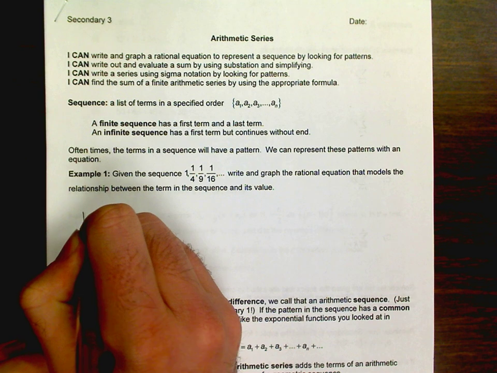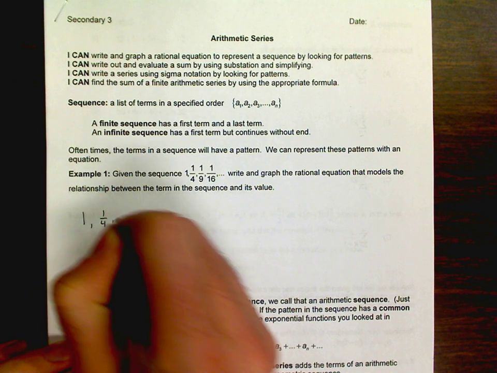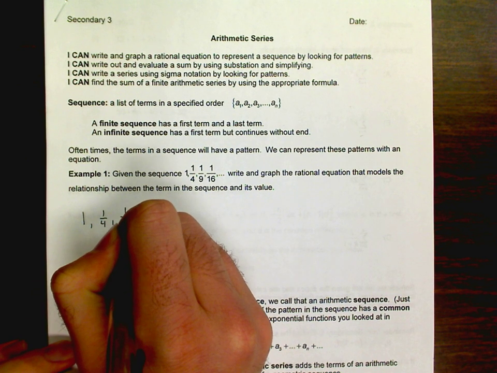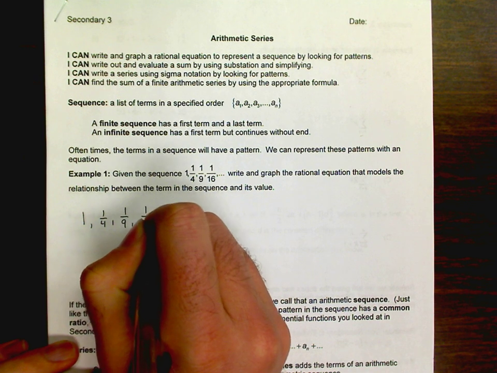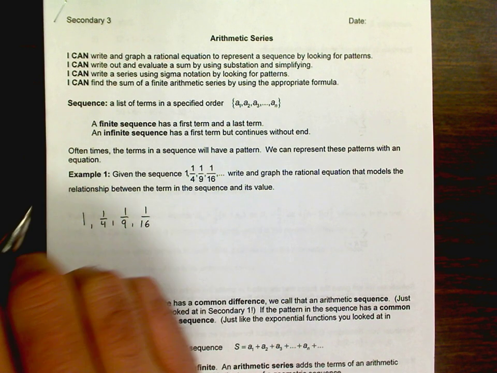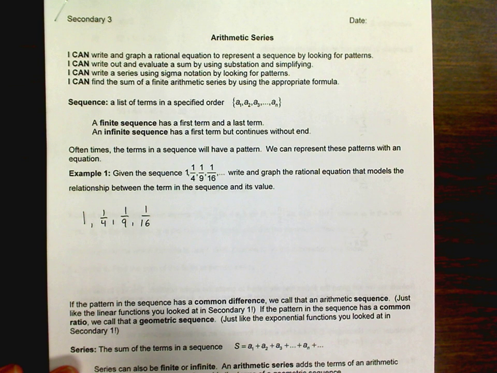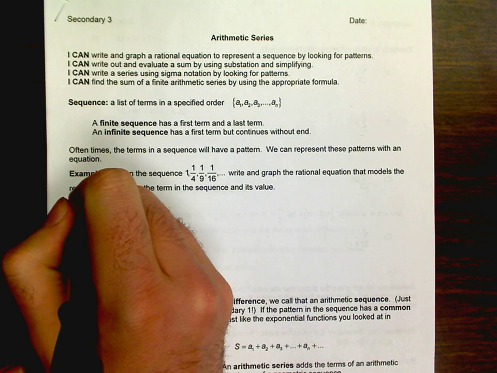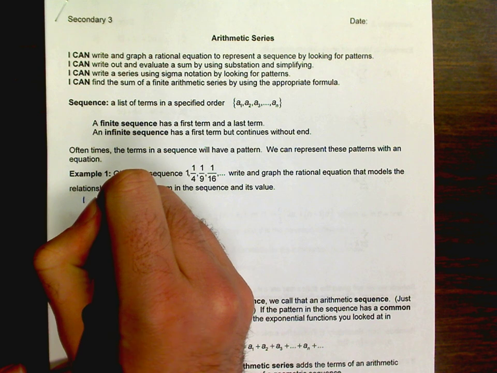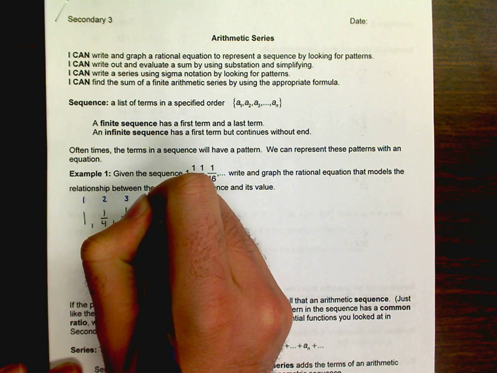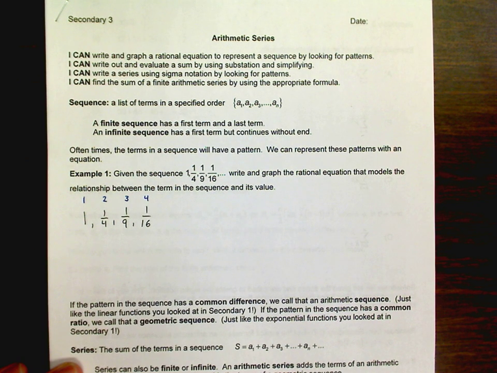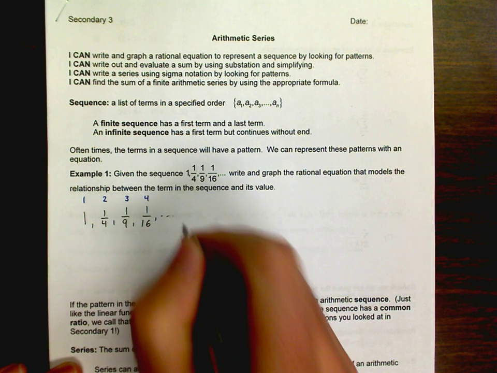1, 1/4, 1/9, and 1/16. We want to write an equation that relates their position in the sequence to their value. So obviously here's my first term, second term, third term, fourth term, and so on and so forth.